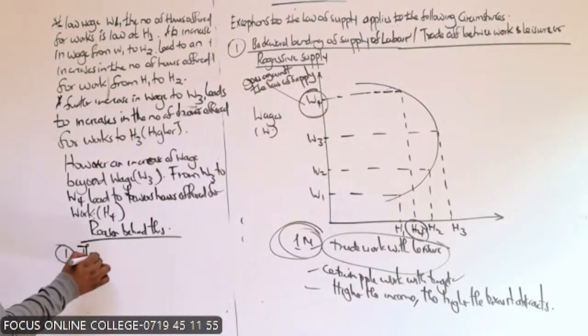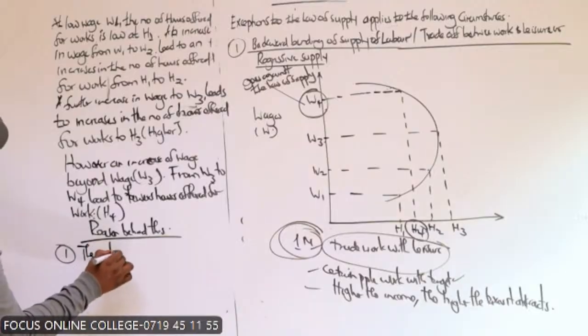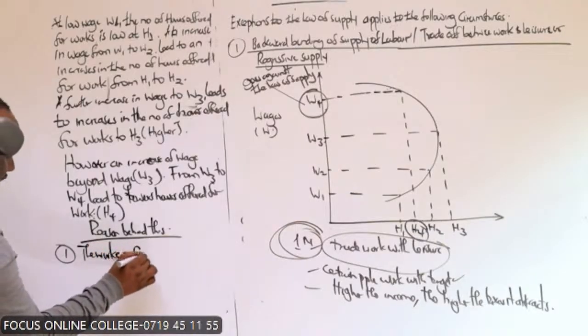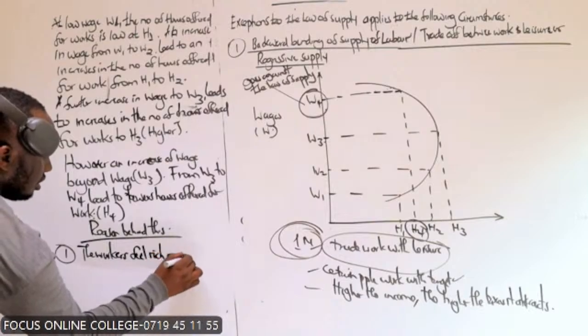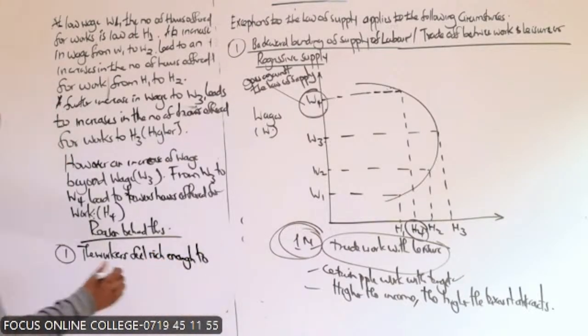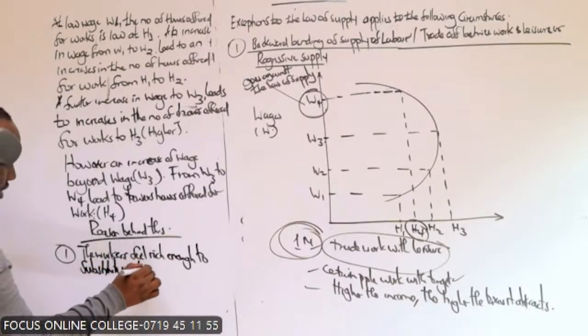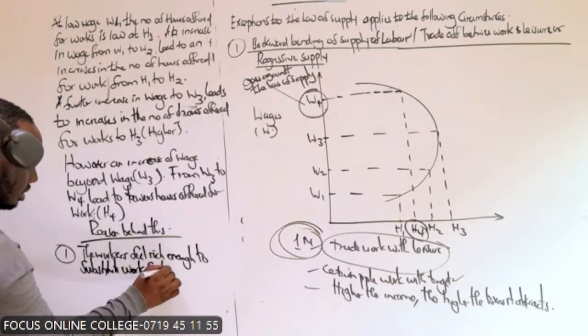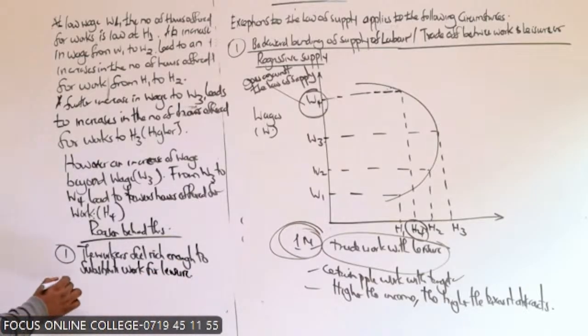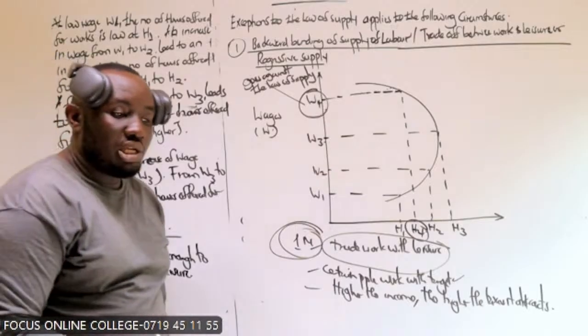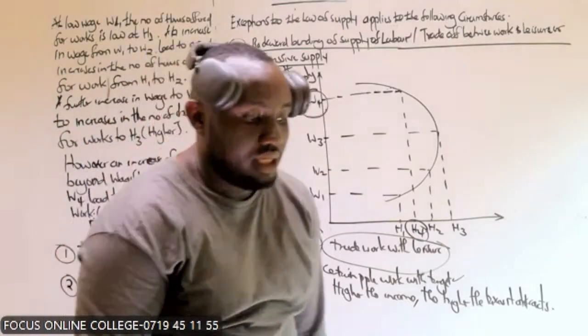The workers feel rich enough to substitute what's called work for leisure. So they definitely feel rich enough to substitute what we call work for leisure.